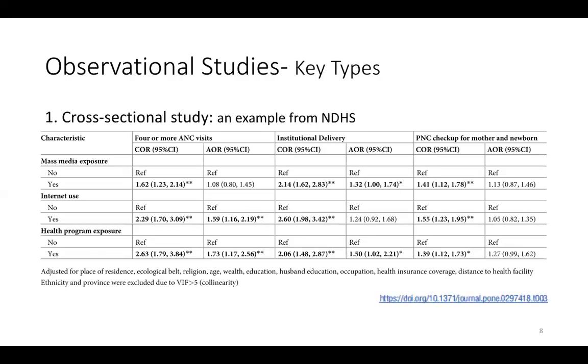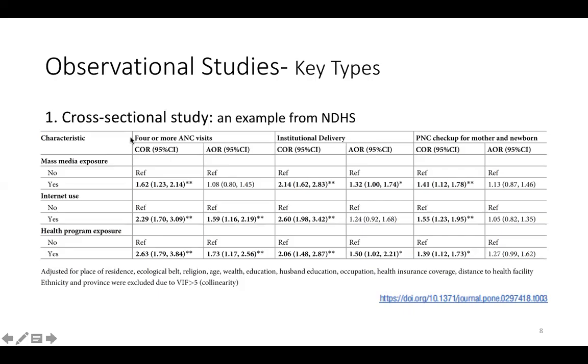Have a look at this table, which shows, based on data derived from the Nepal Demographic and Health Survey of 2021, the association between 4 or more ANC visits and mass media exposure, internet use, and health program exposure.